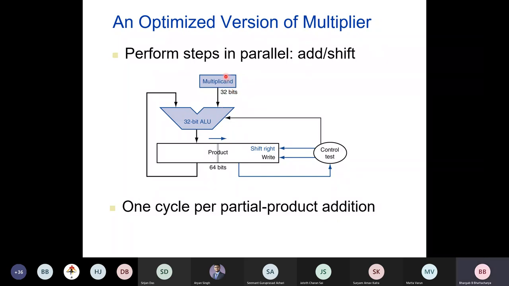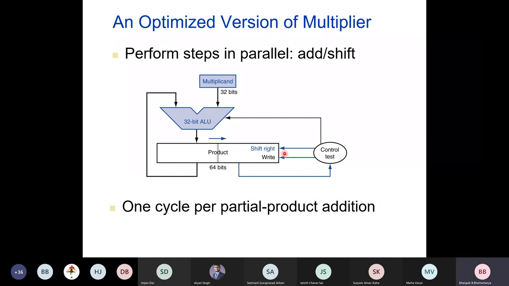Okay, so this is a modified, optimized version of the multiplier. As you can see, this design is a little tricky. The multiplier register is now gone. We use a 32-bit ALU as well as a 32-bit register to save the multiplicand, and the product register is 64-bit. Initially, the rightmost 32 bits are used for storing the multiplier, and the leftmost 32 bits are set to 0.